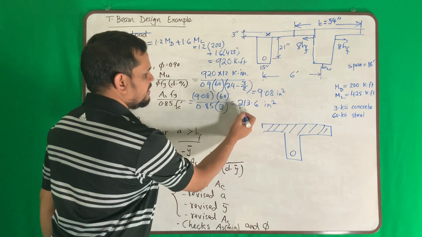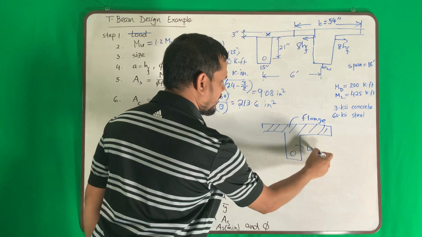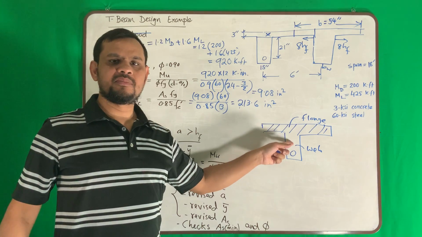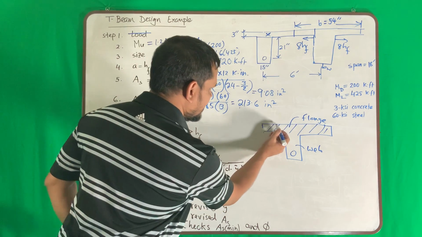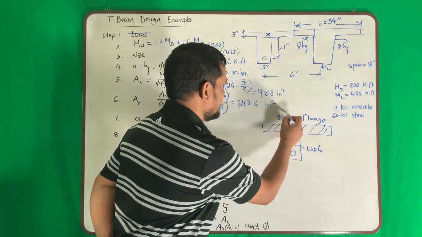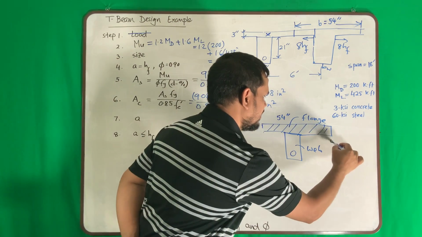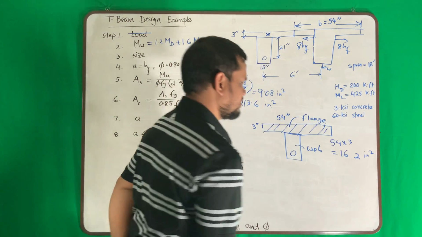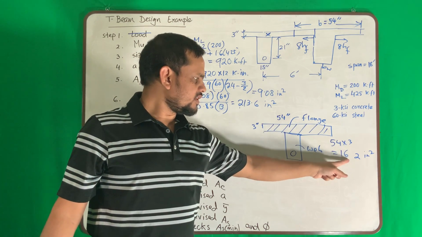Now, is this area within the flange, like within this flange, and this is called web. So if this area is within the flange or it came inside the web, we need to check that. To do that, we have to find our a. a means the depth of the compression block, you know that. So this portion is 54 inch, this is 3 inch. So what is the area of this flange? Area of this flange will be 54 times 3, 162 inch square.